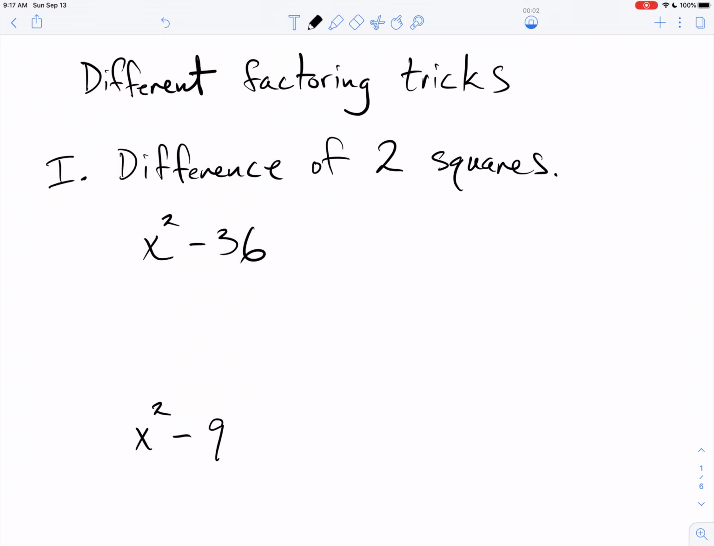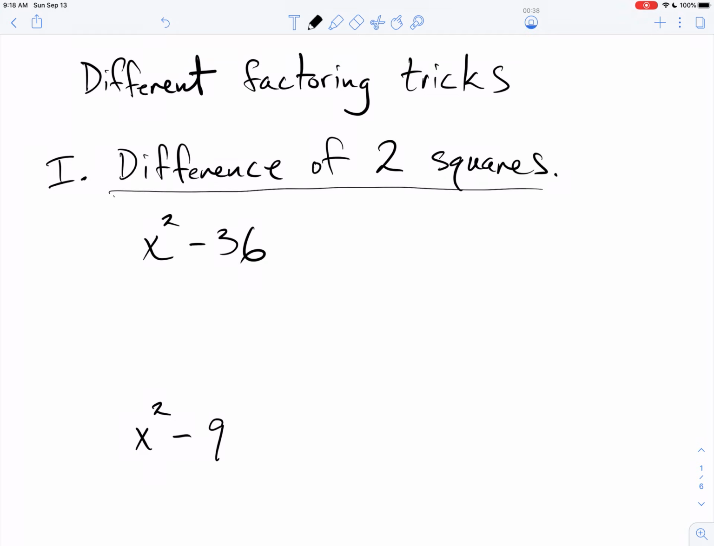Alrighty guys, here we go with a little thing called the difference of, or the cube formula, sum and difference of cubes. But I'm starting off with something you learned from Algebra 1, and all of the things we're going to talk about are what we call factoring tricks. So I want to start you off with something you should recognize called the difference of two squares.